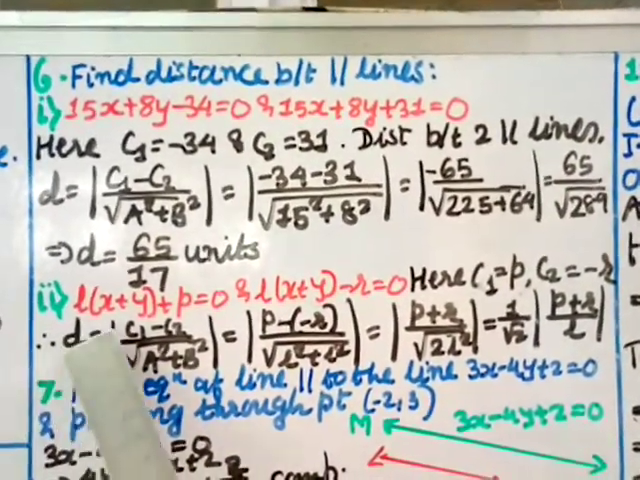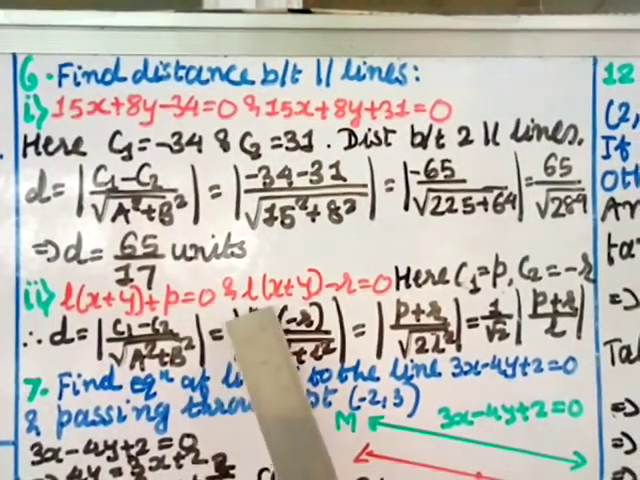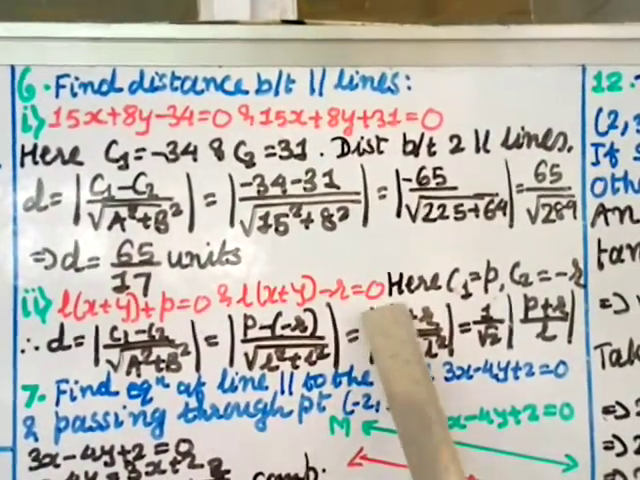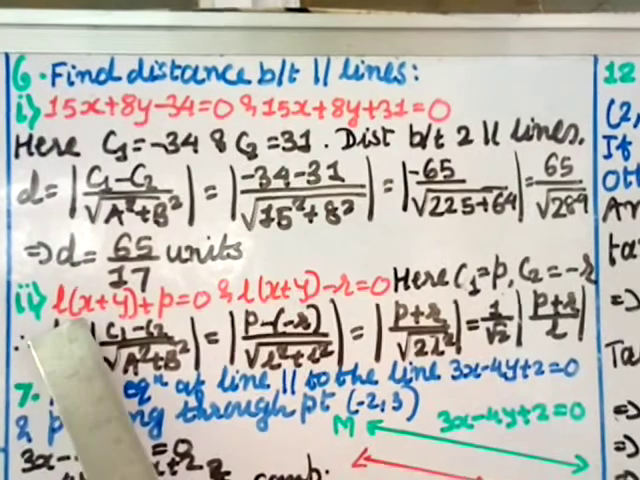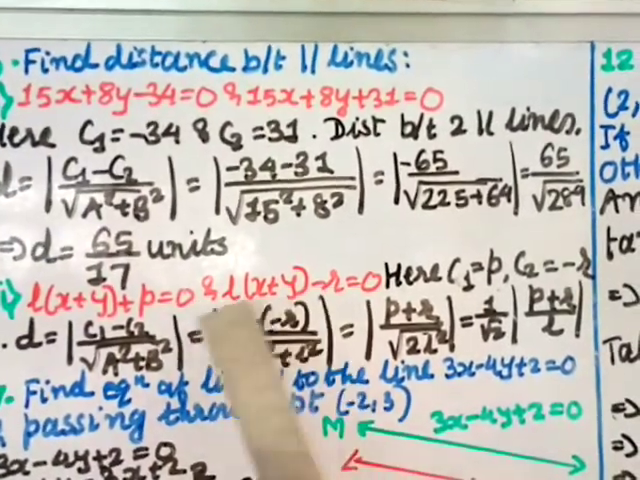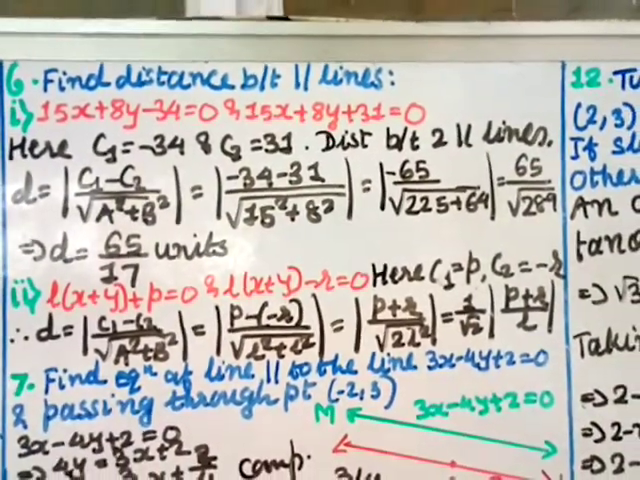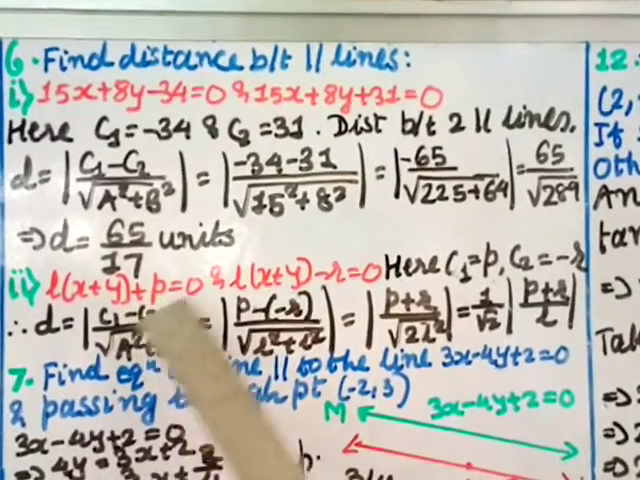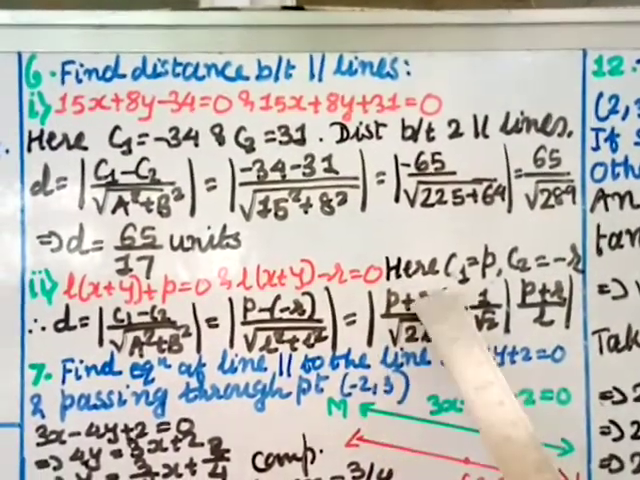Roman number 2: Lx plus y plus p equal to 0 and Lx plus y minus r equal to 0. They are also parallel. Here the coefficient of x and y is L, and here also the coefficient of x and y is L. So the a and b value is L. Okay, and here C1 will be p and C2 will be minus r. I have written it here.